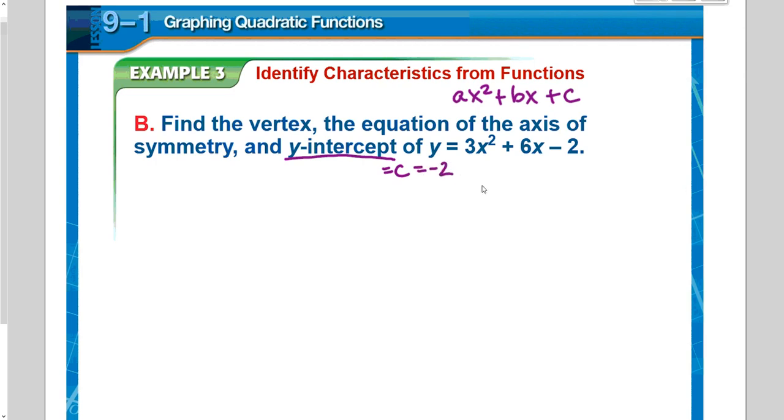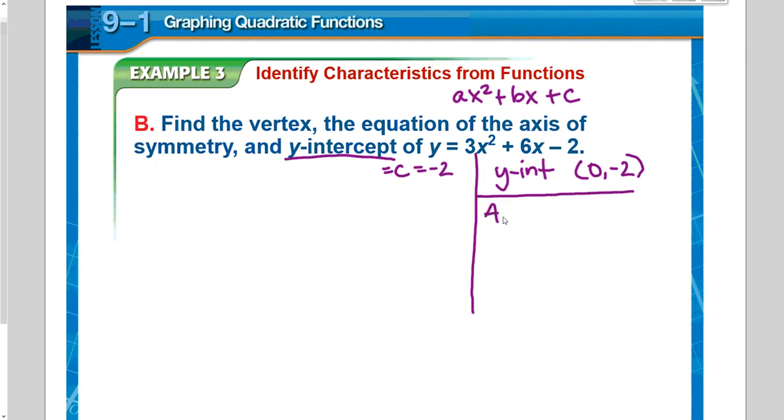So when we're writing this out, this is going to be the y-intercept, and I'm going to write it as an ordered pair. So the y value is actually -2, and x is 0. Okay, that's good. Let's make a little area right here for our different answers. So we wanted the y-intercept. We've got that. And next, let's go with the axis of symmetry.